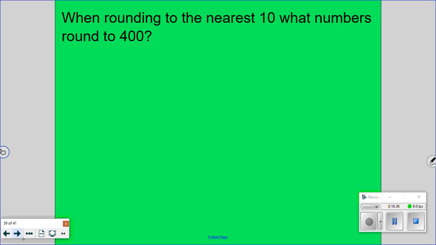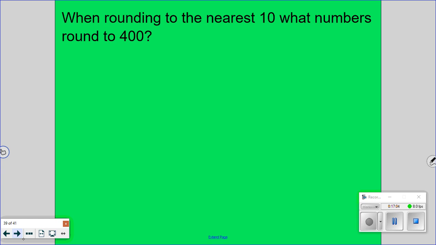That'll be your new title. It says, when rounding to the nearest 10, what numbers round to 400? We're going to talk about it in a second. Just get it written down. Just the whole question. Yep, this is a tricky question that you might see on your test. And I want to make sure you know how to solve it and how to think about it.